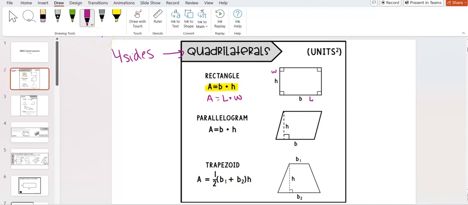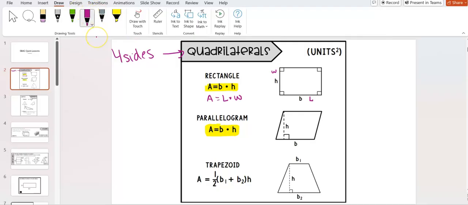Now, if you're sitting there going, what's a rectangle, Miss Kirkwood? Well, a rectangle is a four-sided figure that contains four right angles, two sets of parallel sides. So these two sides, the heights, are parallel and they're the same size, congruent, and the bases, the top and the bottom, are also congruent and parallel. That makes a rectangle. A parallelogram, its area is also base times height.